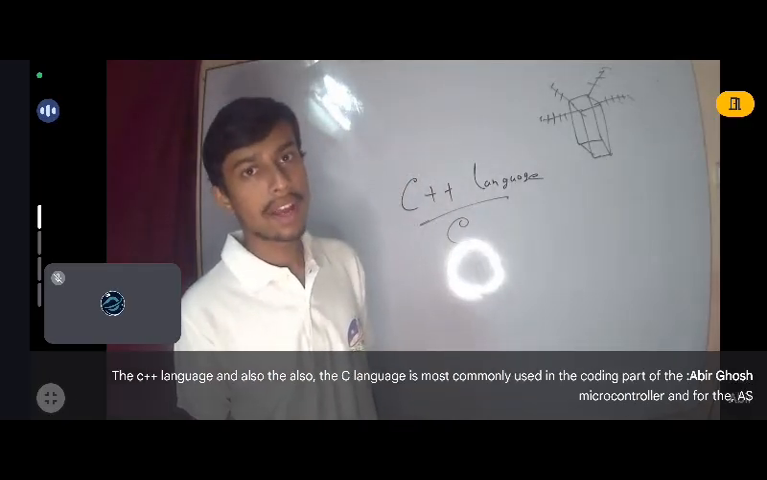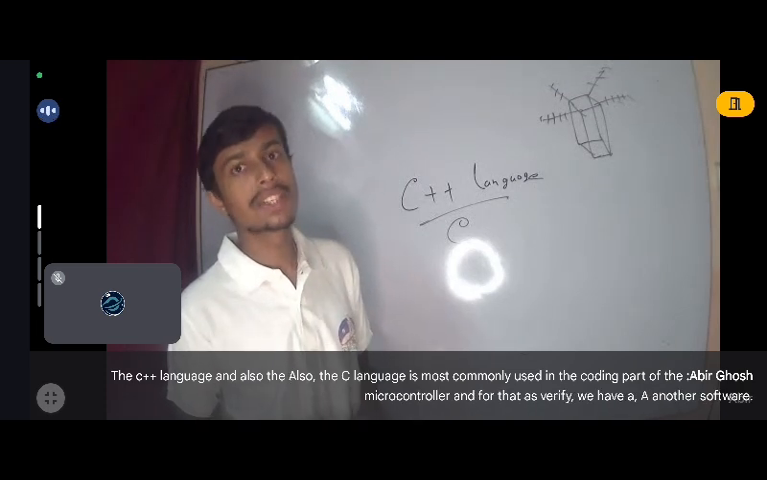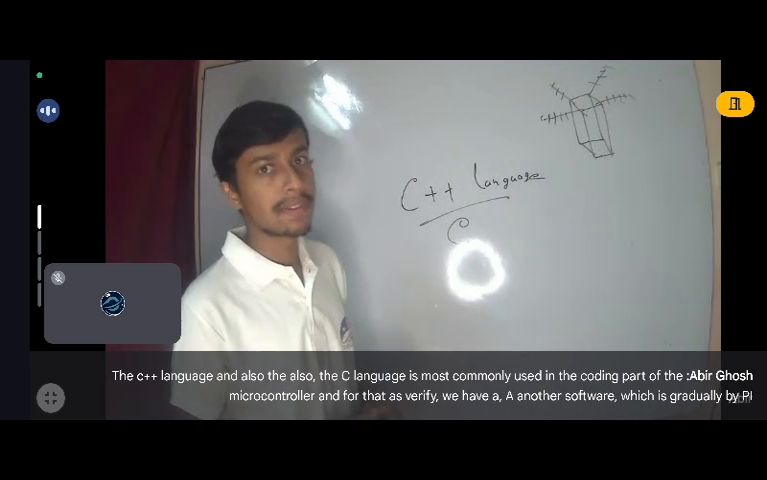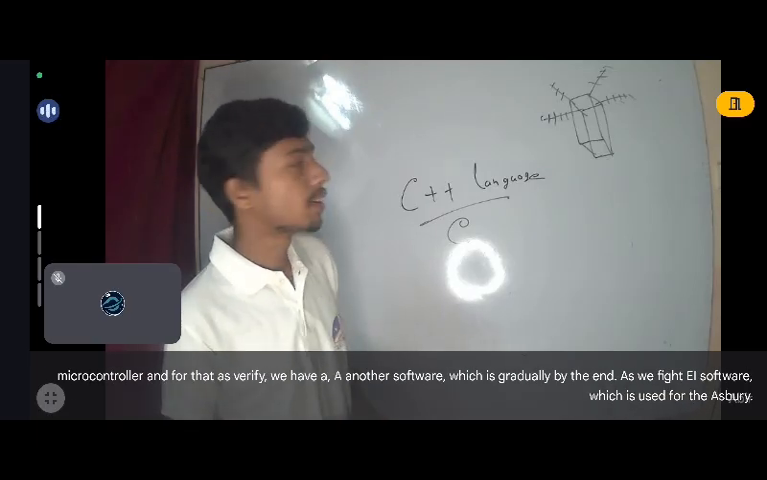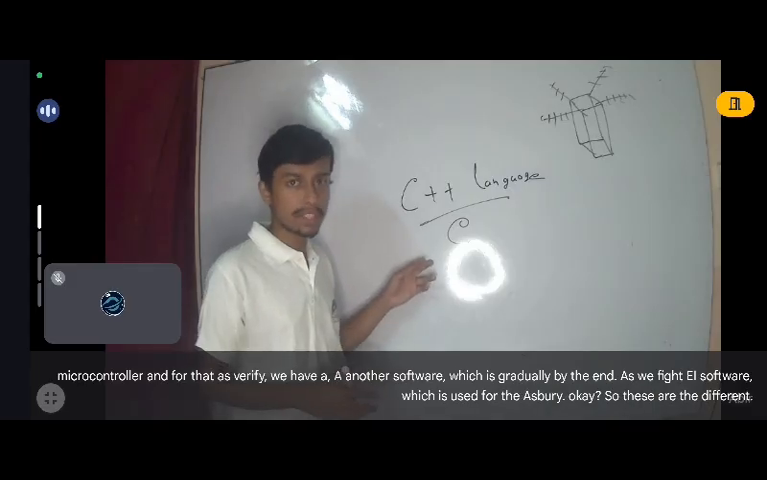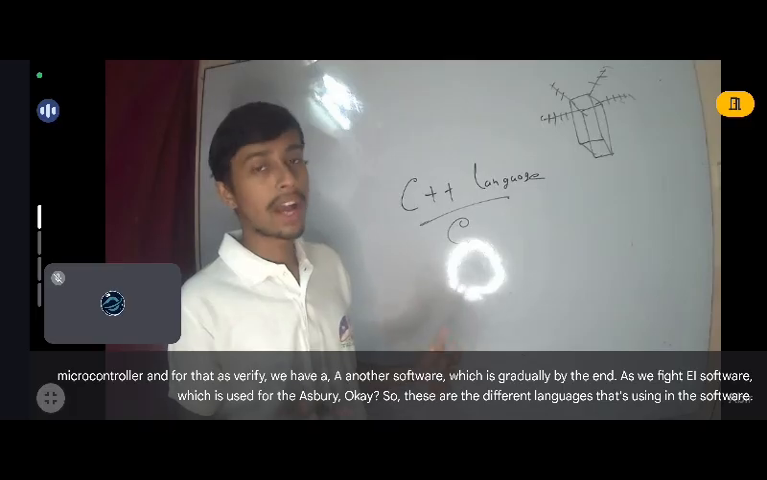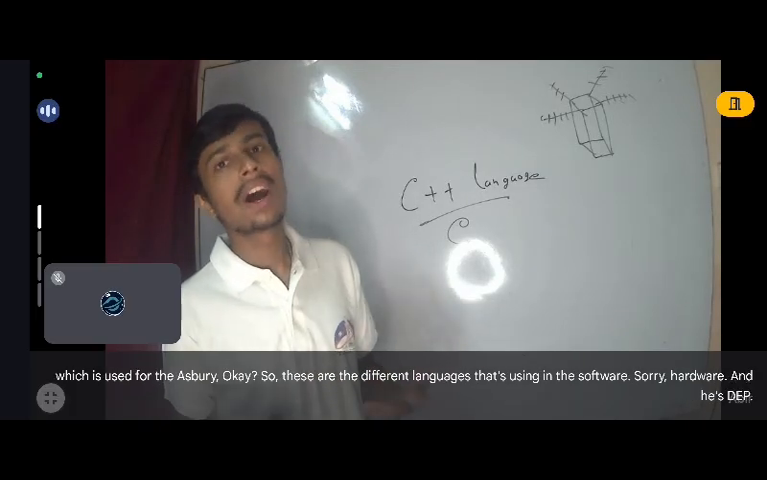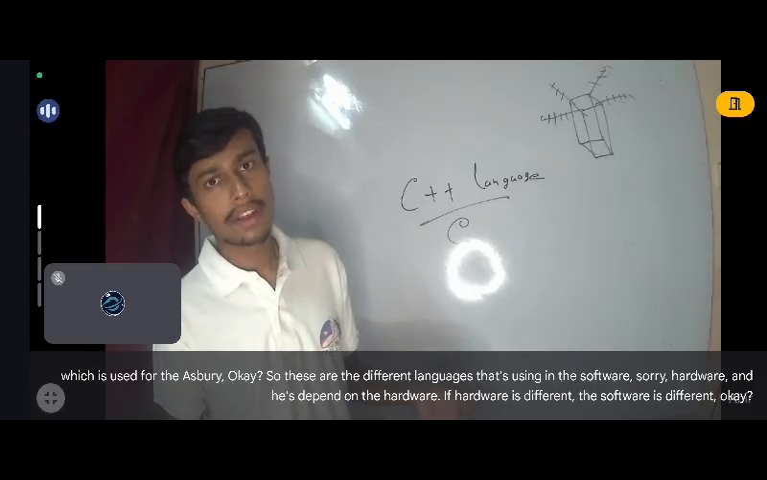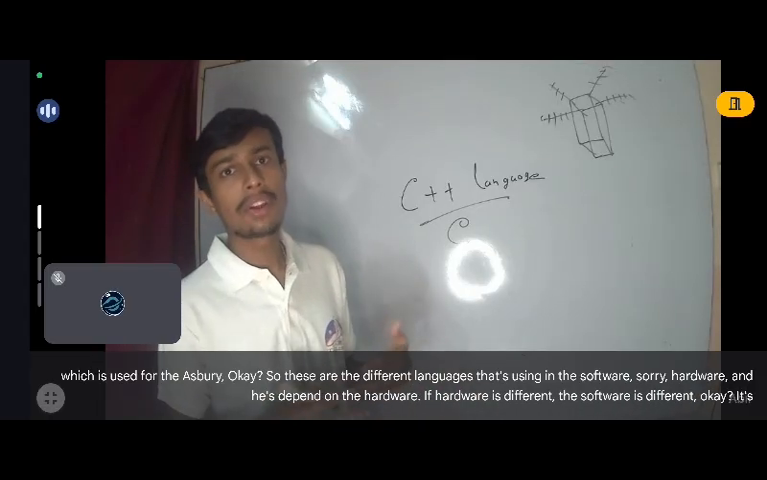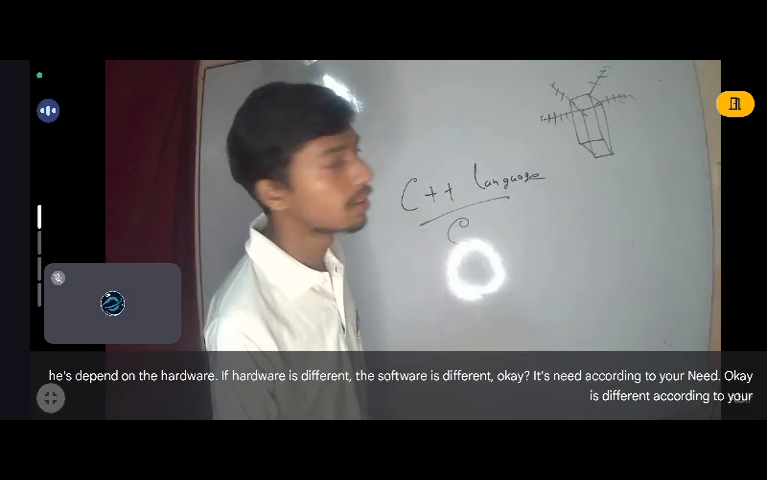And for the Raspberry Pi, we have another software, which is Raspberry Pi Pi, used for the Raspberry Pi. So these are the different languages used in software and hardware, and it depends on the hardware. If the hardware is different, the software is different. It depends according to your need.